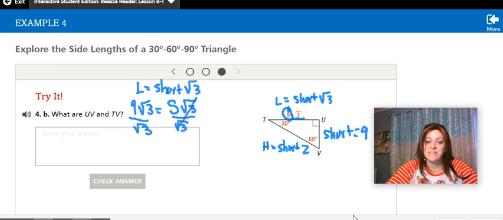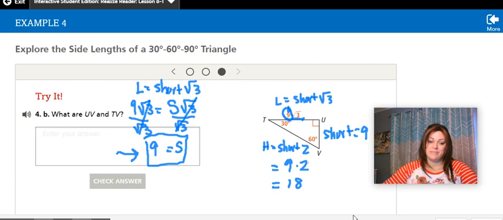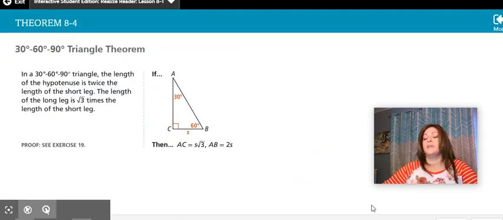And when you do this, in this case, notice the square root of 3's cancel, and you do just have 9. So if you have the long in the format of something times square root of 3, yes, you can do that. So I do have the short as 9, which means the hypotenuse is the short times 2, which means the hypotenuse is 18.